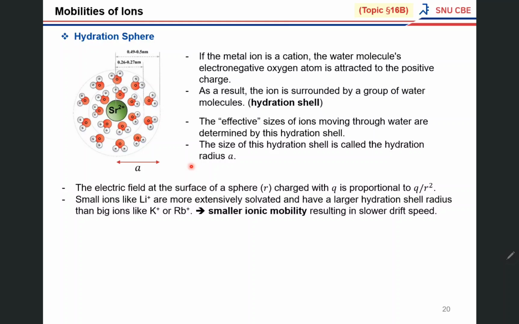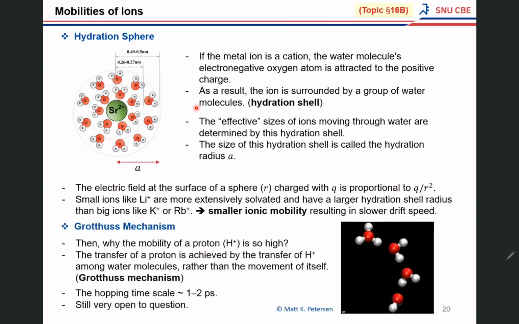The proton is smallest, so you might expect it to have the largest hydration shell, but that is not true because the movement of the proton follows a totally different mechanism, because the proton is just a part of the water molecule. So the proton can be transported by hopping among the water molecules. This mechanism is called Grotthuss mechanism. This is one explanation for the large ionic mobility of the proton.